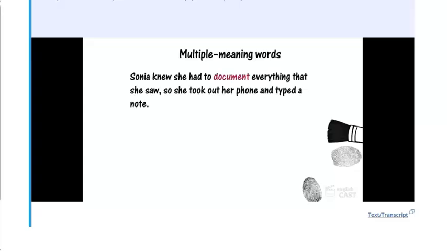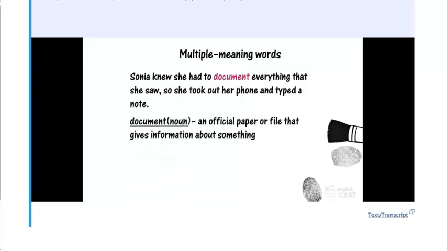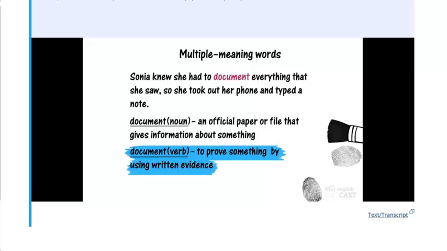The word document is a multiple meaning word. In this sentence, the part of speech of document is a verb. Knowing this will help us understand its meaning.